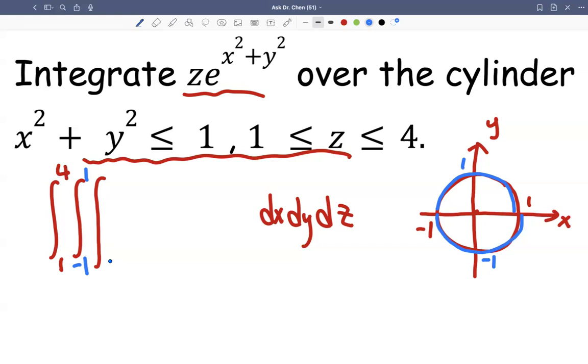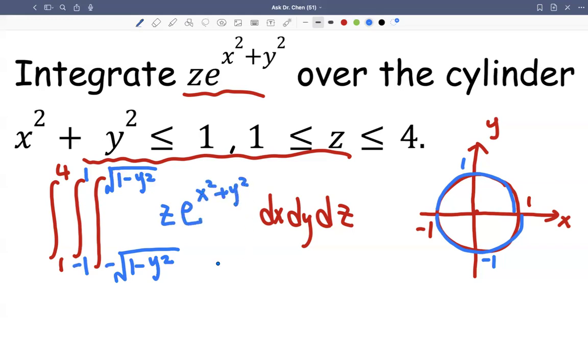Then the x direction will be going from negative square root of 1 minus y squared, the lower half semicircle, to positive square root of 1 minus y squared. And the integral, we have z times e to the x squared plus y squared. So this is difficult to integrate. So what do we want to do? We want to use cylindrical coordinates. Cylindrical coordinates basically we want to use polar coordinates.